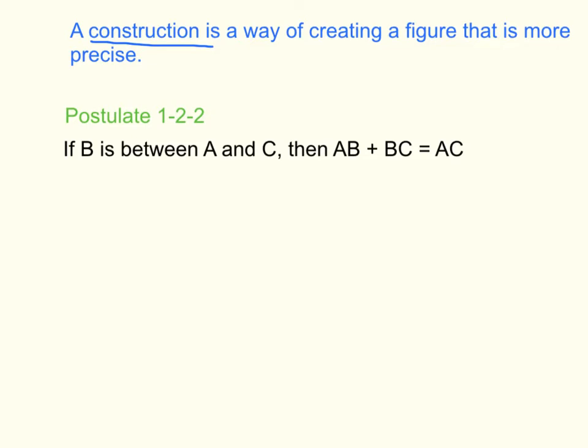Next, we're going to talk about postulate 1.2.2. This is called the segment addition postulate. Now keep in mind, postulate 1.2.2 is not what I want you to memorize. I want you to know that the segment addition postulate states that if B is between A and C, then the distance of AB plus the distance of BC is equal to the distance of AC.